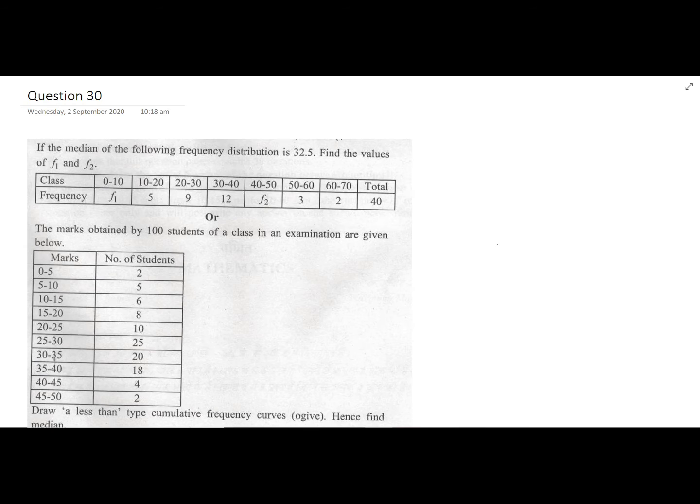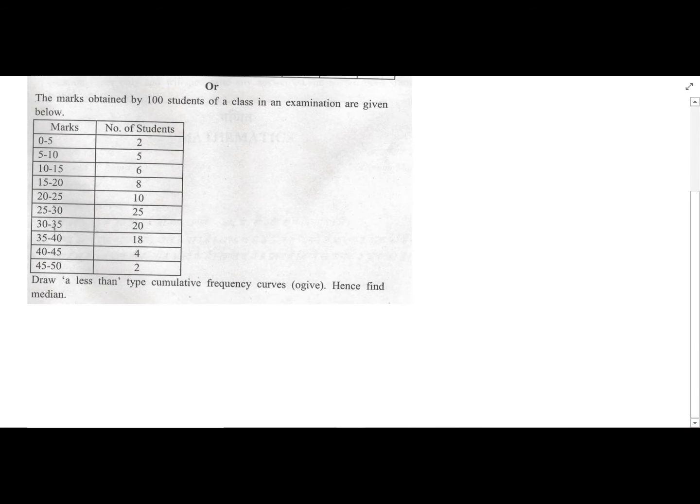Question 30. The first part is, if the median of the following frequency distribution is 32.5, find the values of f1 and f2. The class and the frequencies are given. So let's put this in a table format. We know the class and we know the frequency.